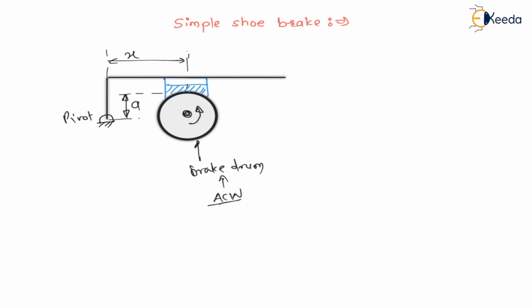And let us say effort is applied on the lever. This is the applied effort on the lever. On this lever, the effort is applied at distance L from the pivot. The effort is at distance L.